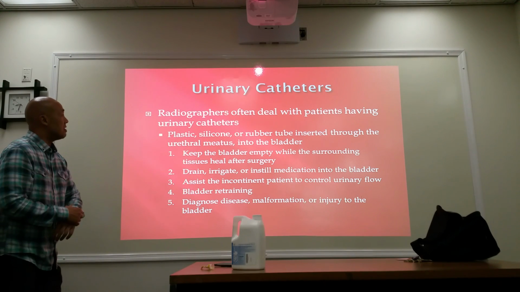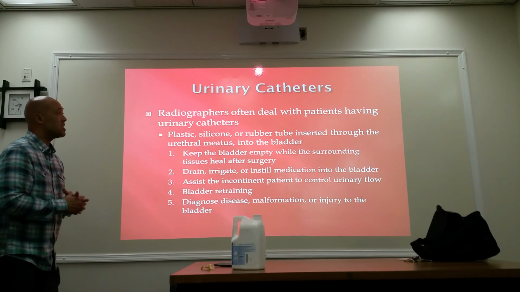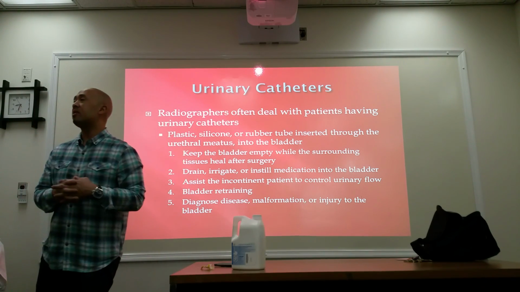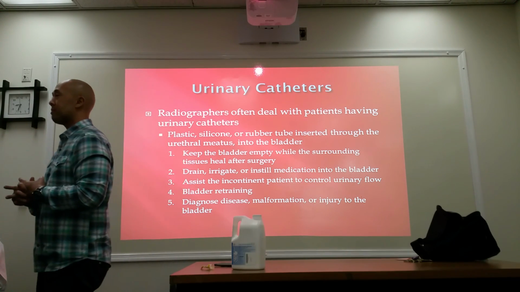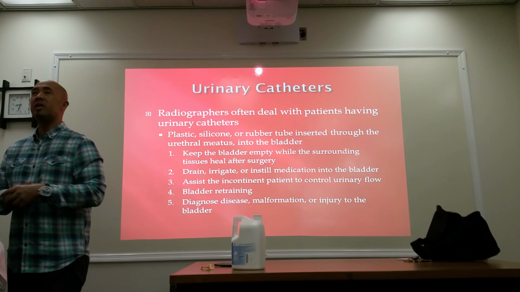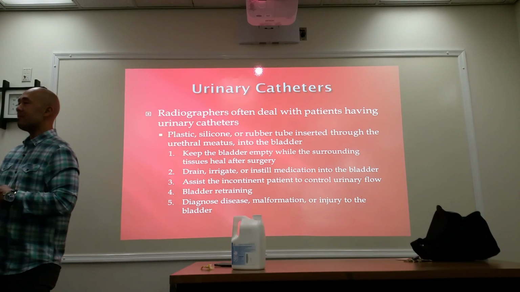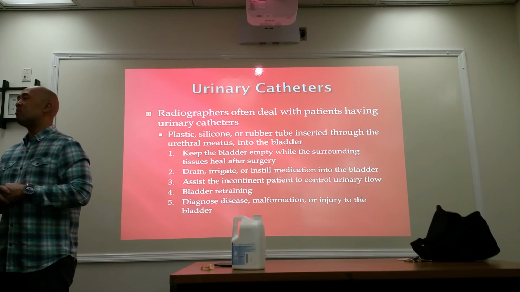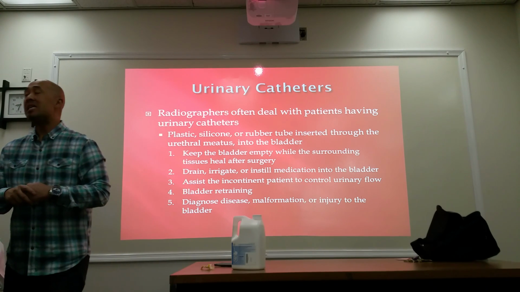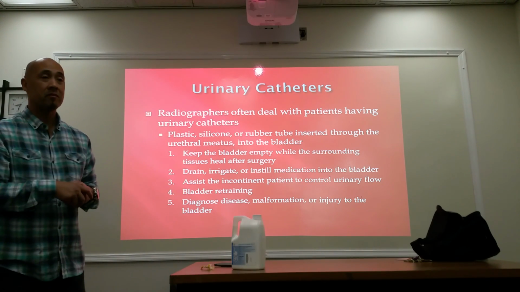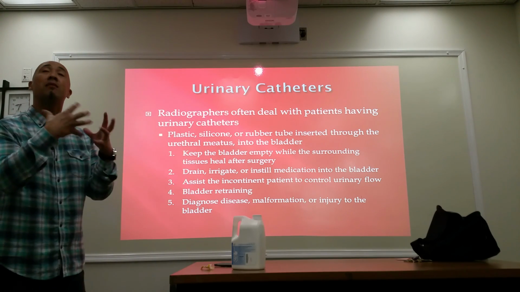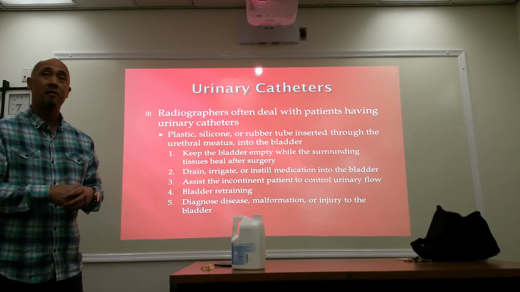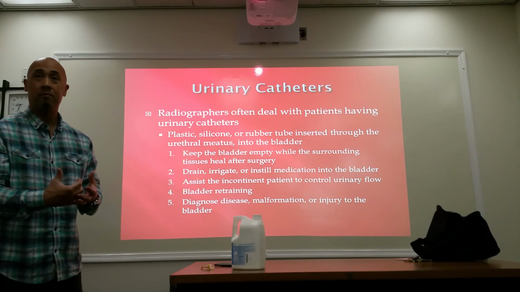These catheters are made of plastic, silicone, or rubber, and they're inserted through the urethra and into the bladder. Why would somebody have a urinary catheter? Number one, it keeps the bladder empty while the surrounding tissue heals after surgery. So there's constant drainage, and the urine doesn't stay in the bladder for a long period of time. It helps the bladder to heal.